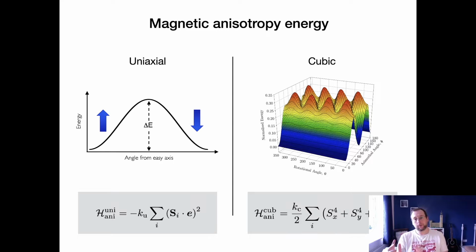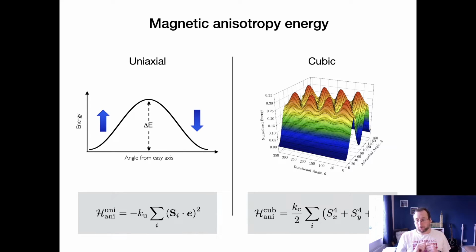The other common form of anisotropy that you might find is cubic. This is typically seen in bulk crystals of iron or nickel, for example, but also in other structures, for example in magnetite, where you have a strong cubic symmetry to the crystal. There are multiple different forms of actually writing this down, but for computational efficiency, we use this form here, which is a simple power expansion in x, y, and z components of spin.